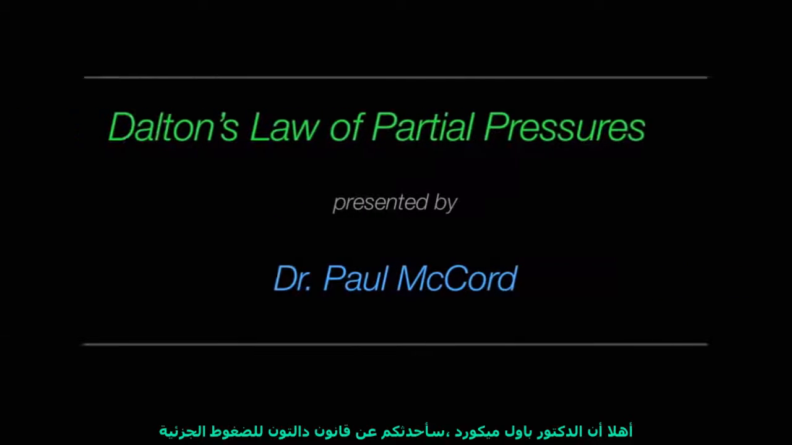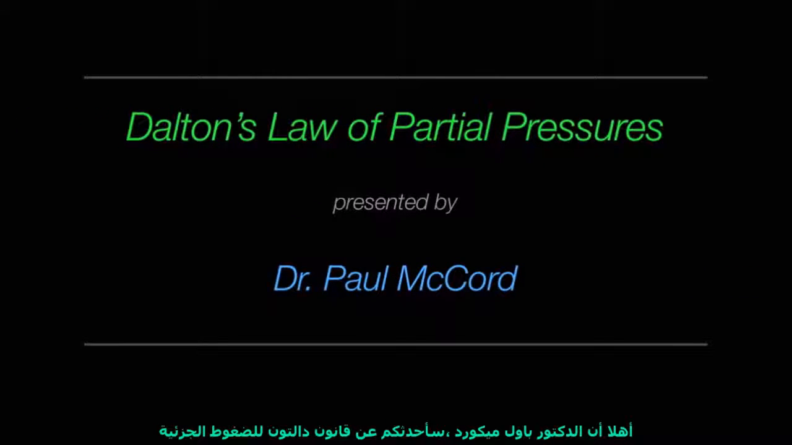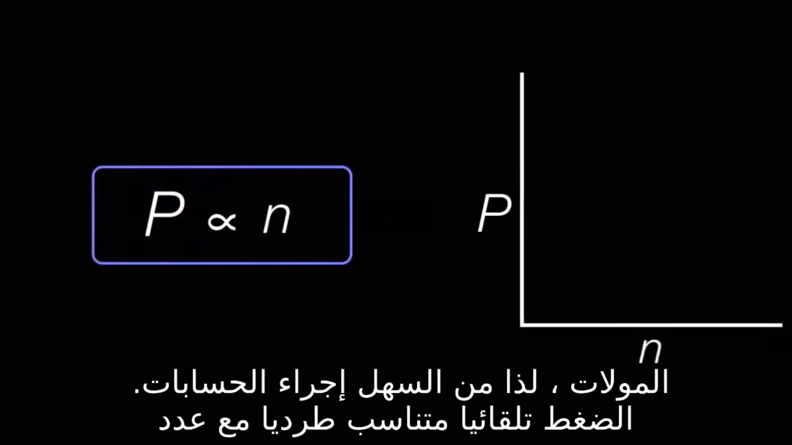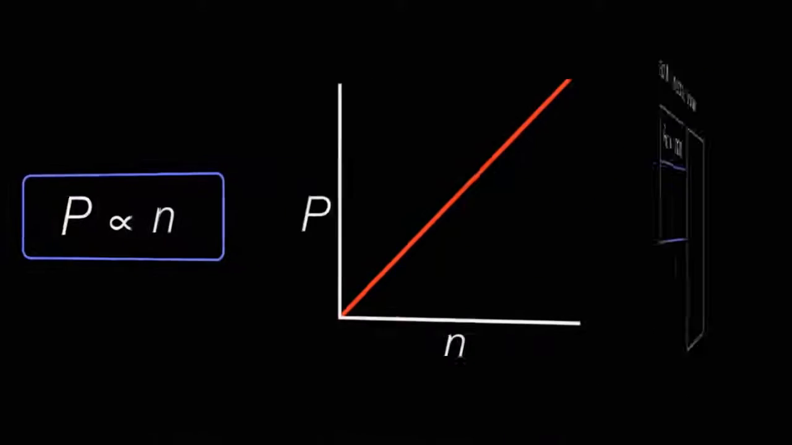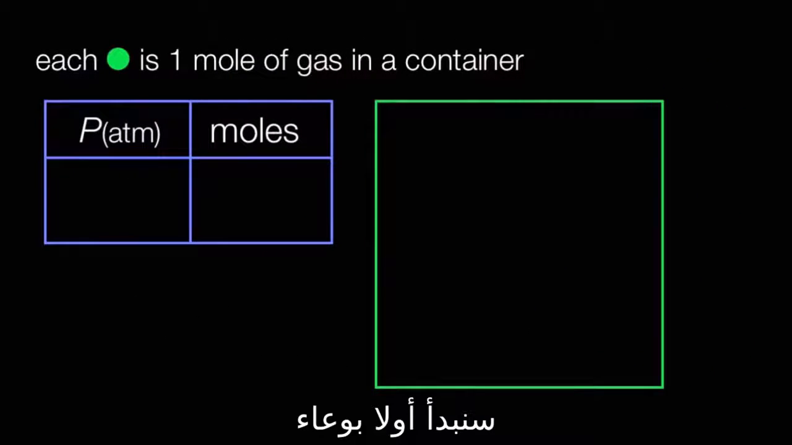I'm going to talk to you today about Dalton's law of partial pressures. What it means is pressure is directly proportional to the number of moles. So it's real easy to think about the calculations here. If you double the moles, you double the pressure. You triple the moles, you triple the pressure. You get the idea.